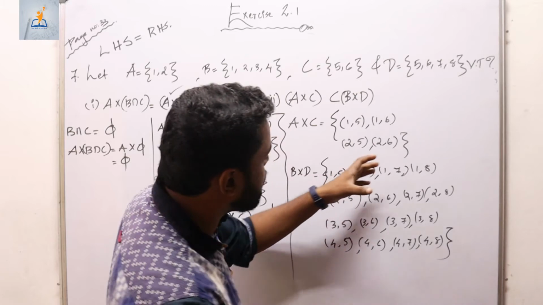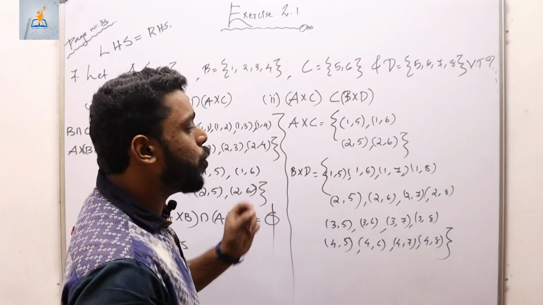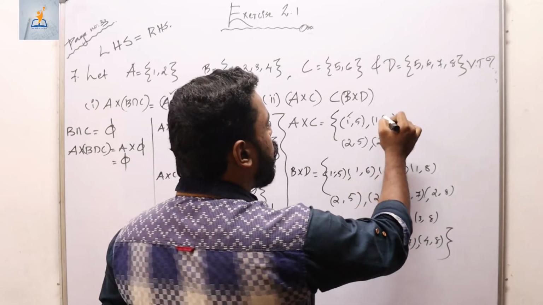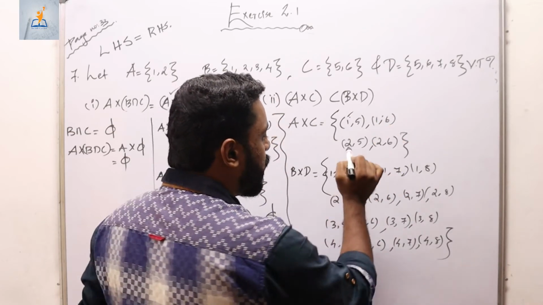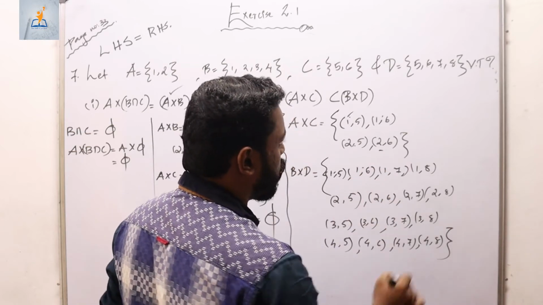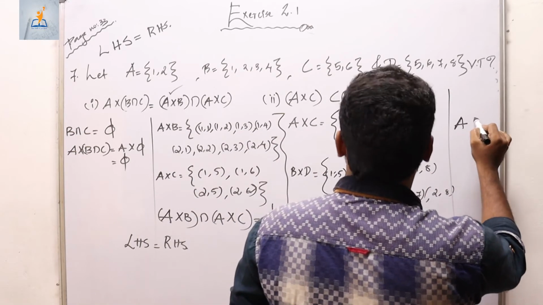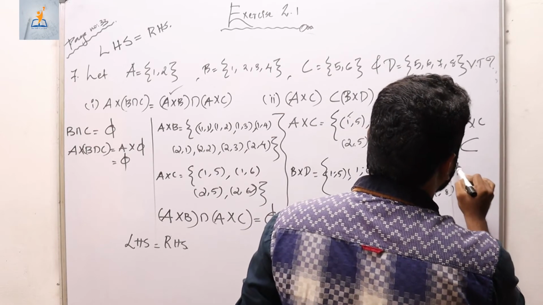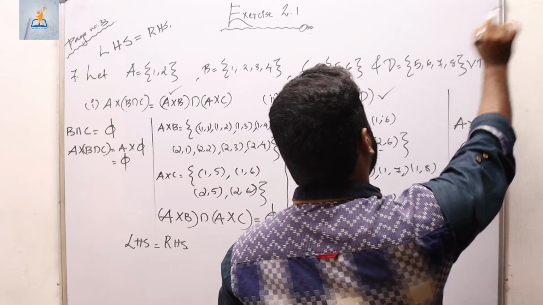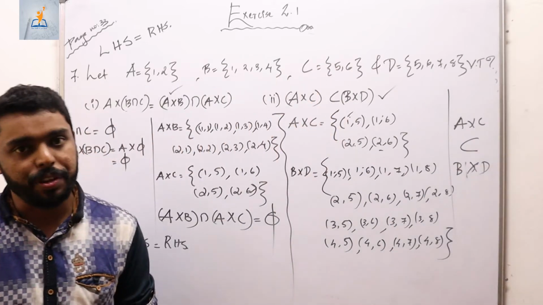So, there will be 16 elements in B cross D and you can see that (1,5) is an element of B cross D, (1,6) is an element of B cross D, (2,5) is an element of B cross D and at the last (2,6) is an element of B cross D. Therefore, A cross C will be a subset of B cross D and the second statement is also verified.